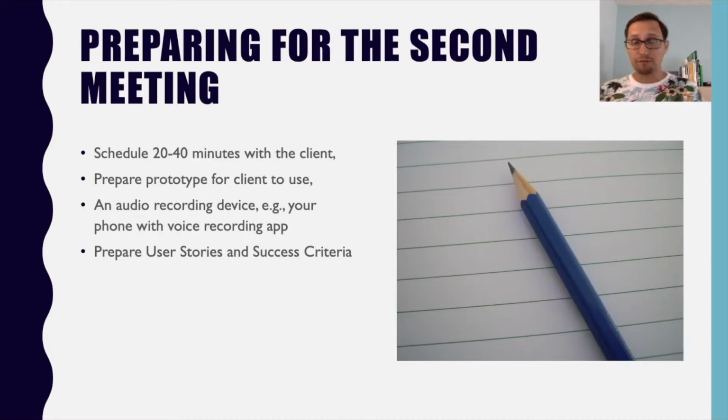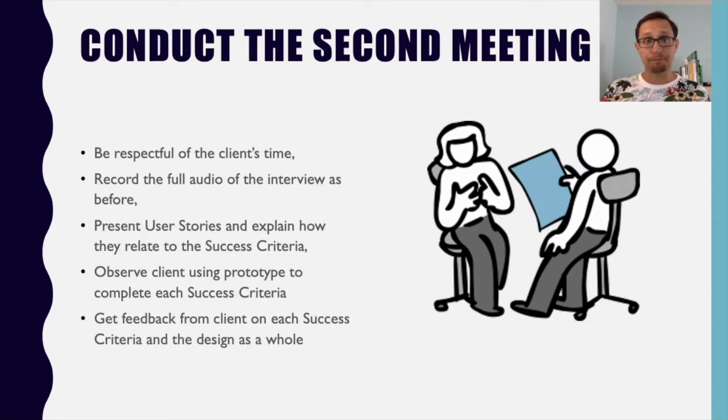So for preparation for the meeting, as with the first one, schedule 20 to 40 minutes is what I recommend. Have your prototype ready, okay? Share it with the client ahead of time if you'd like, or just show it to them on the spot. Bring an audio recording device, because again, this meeting will also need to be recorded and made into a transcript. And then finally, prepare your user stories and success criteria.